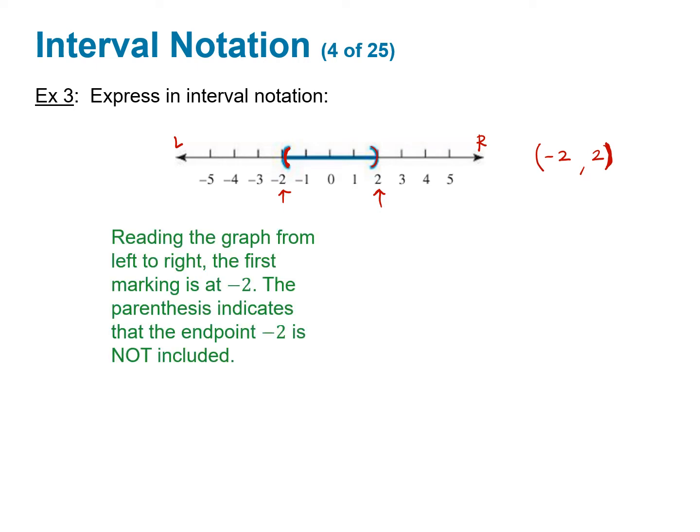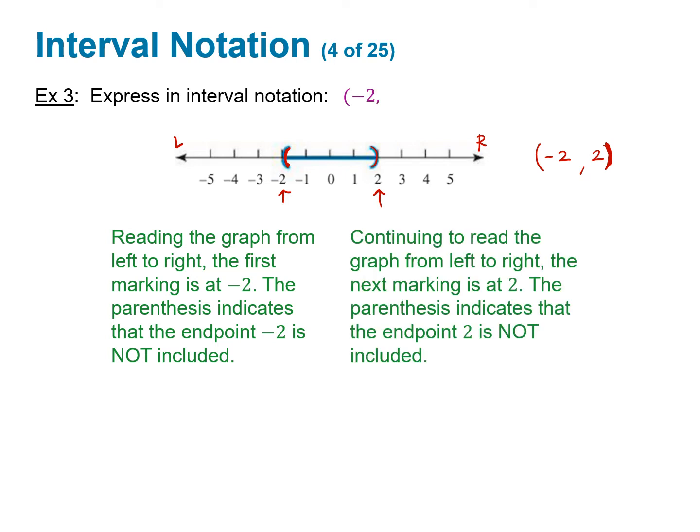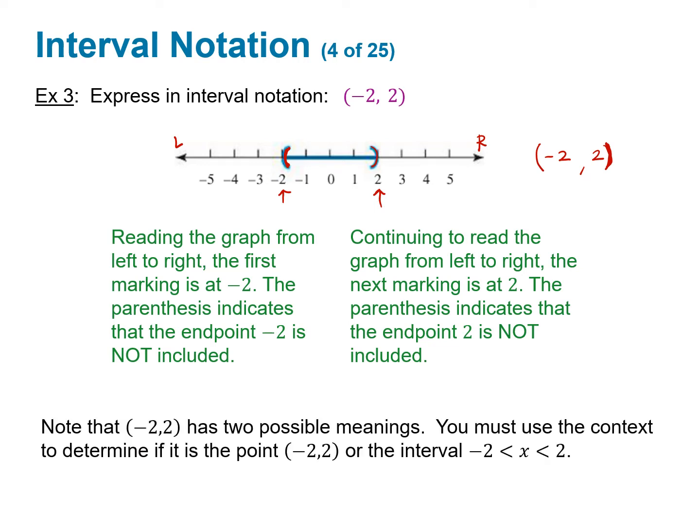So that is exactly what we just said. The first marking is at -2. The parenthesis indicates that the endpoint -2 is not included. Continuing to read from left to right, the next marking is at 2, and the parenthesis indicates that 2 is not included. And that's interval notation.